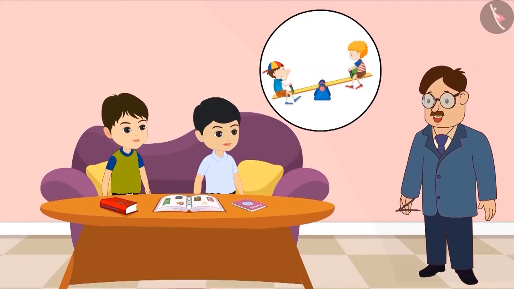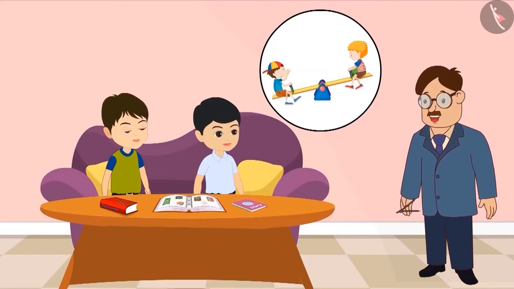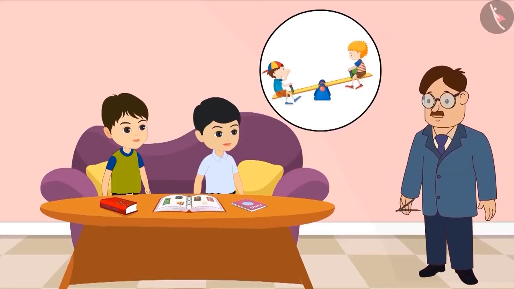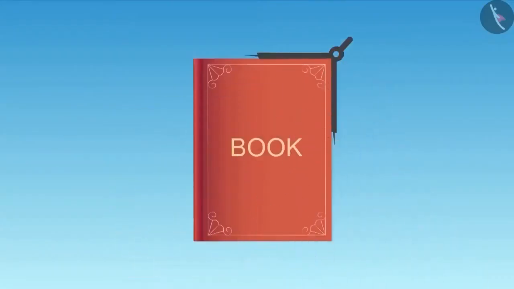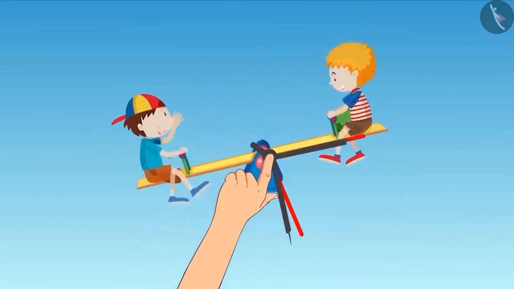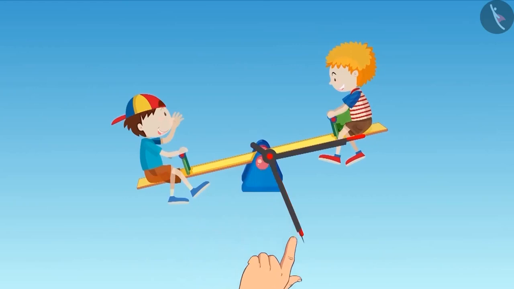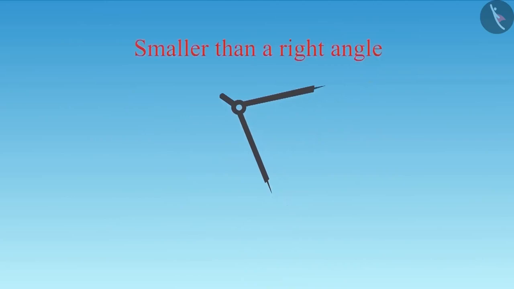To identify the angle in this picture, we will place the divider this way. See, the divider was as open as the measurement of the right angle before. Then to measure this angle, we had to slightly reduce the distance between the two sides of the divider. This means that this angle is smaller than a right angle.